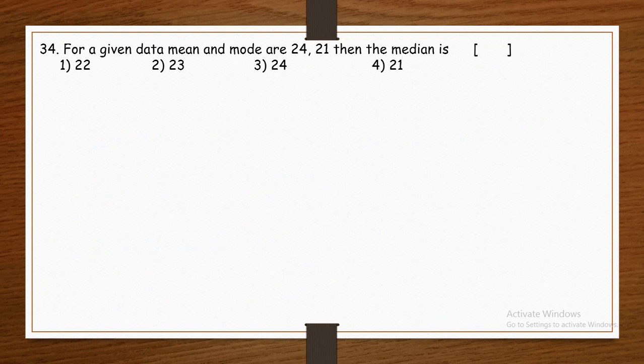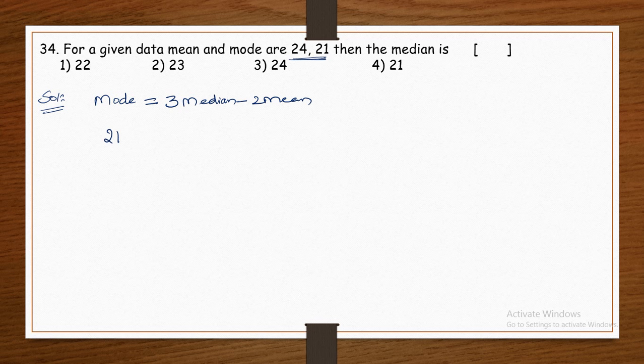Next, moving on to question number 34. For a given data, mean and mode are 24 and 21. Then the median is? We already know the empirical relation between mean, median and mode, so using that relation we are going to find the value of median. What is the relation? Mode is equal to, how to remember, 3 times median minus 2 times mean. Mean is 24 and mode is 21.